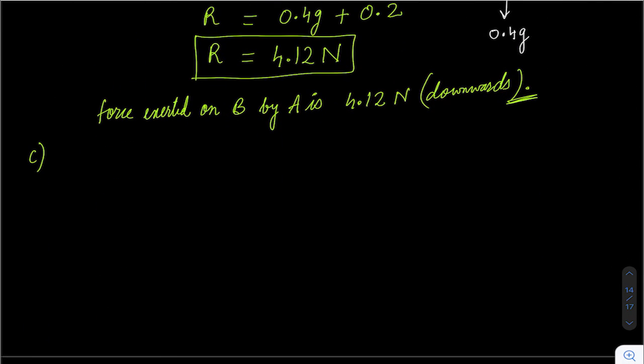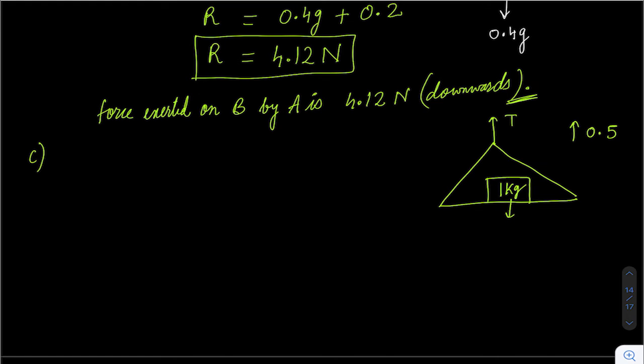So what I will do in this third case is, instead of analyzing mass B again, I will analyze the scale pan. This is the total mass. This is my tension T. This is my acceleration, 0.5. And this total mass is actually 1 kg. So the downward force exerted by this mass on the scale pan is 1 g.